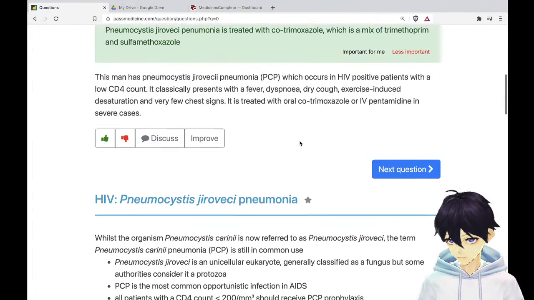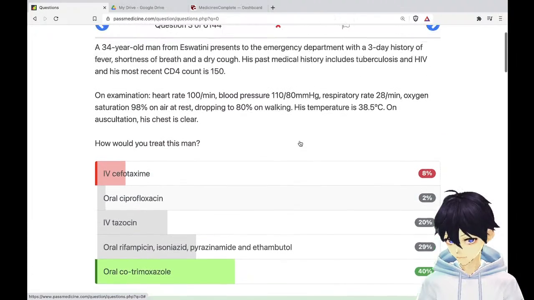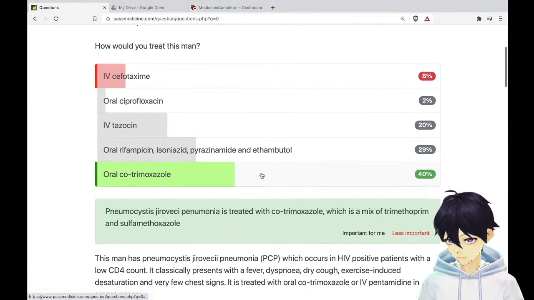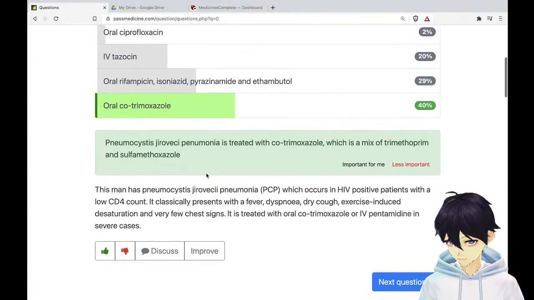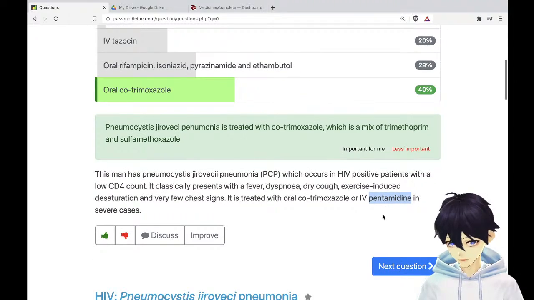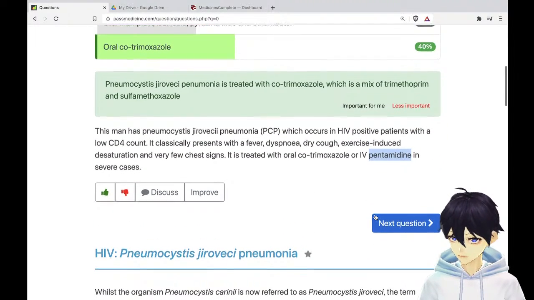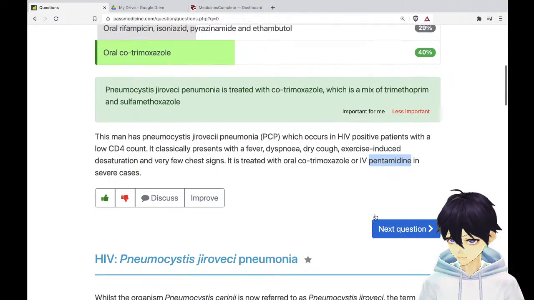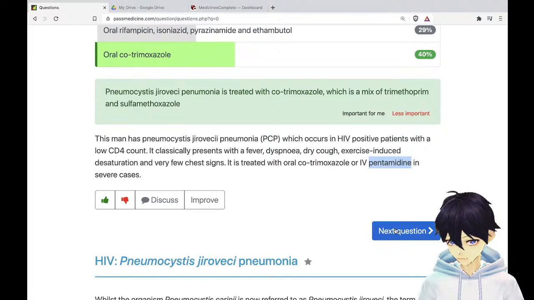Okay. So oral treatment is enough, and the treatment of choice is cotrimoxazole. Severe cases, IV pentamidine. Okay, next question.